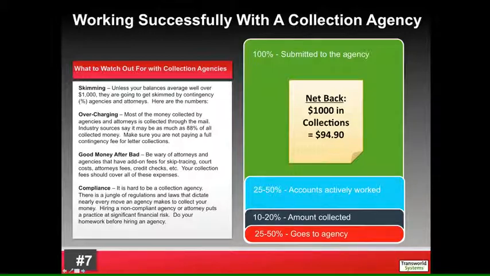The next one here on what to watch out for is good money after bad. We've all heard that cliche. And we want to be wary of the agencies that have add-on fees. You'll place an account and you'll get a bill, and the bill is for skip tracing, or for court costs. You already don't have the money, and now we're paying more money to try to collect it. Attorney's fees, credit checks, asset investigations. We'll see all those things. So you really shouldn't be getting bills along the way. You want to be in a situation where they take a percentage of what gets collected, and that's it. Your collection fees should really cover all of those expenses, and that should be negotiable.